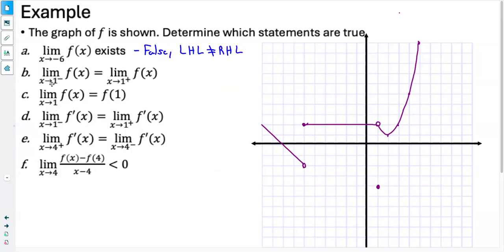Now next we've got: our limit as we're approaching 1 from the negative side equals our limit of f of x as we approach 1 from the positive side. So as we approach from the negative side, it's 2. As we approach from the positive side, it's also 2. So we can say this one's true. And we saw from our graph our left-hand limit did equal our right-hand limit.